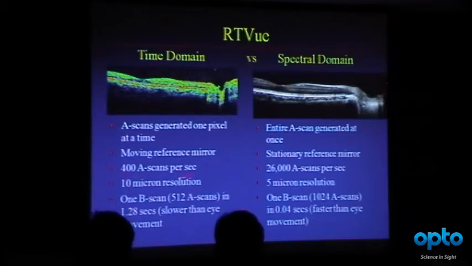So again, comparative speeds, 400 A scans a second versus 26,000 A scans a second, 10 microns resolution versus 5 microns. And because of the speed of the spectral domain machines, they can get a B scan faster than a human can blink.